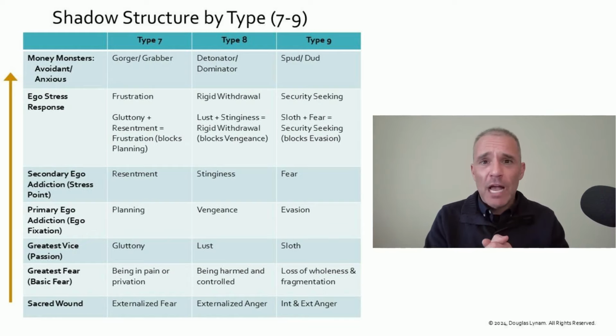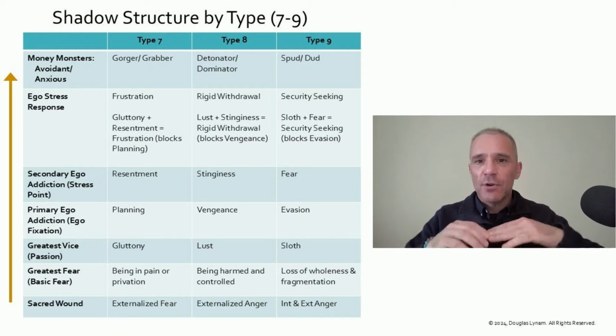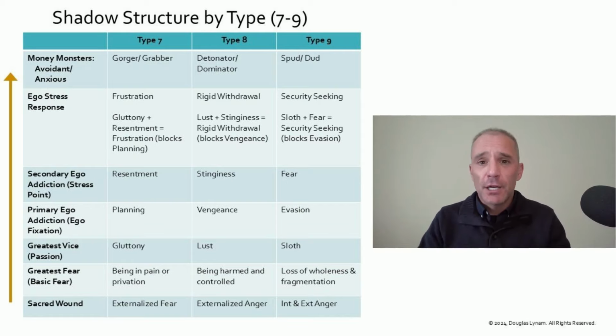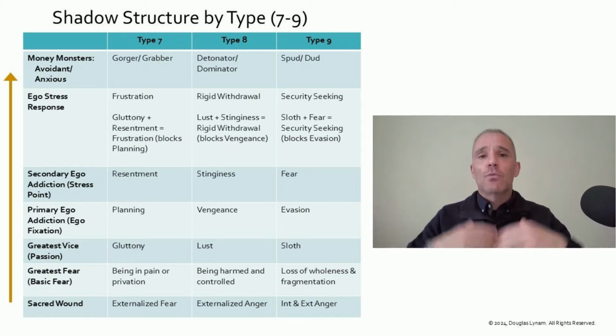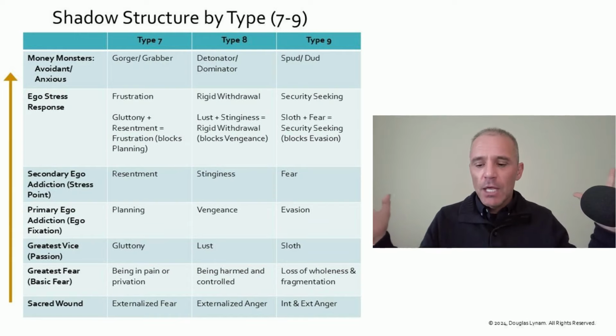And wrapping it all up with a type 9, we've got that internalized and externalized anger, which is like there's a volcano sitting underneath their consciousness that they never want to trigger, because it's like the Incredible Hulk could come roaring out and rip them and the people around them apart. And that would be what we call a fear of loss of wholeness or fragmentation as a result of all this anger pouring forth. And then the 9 has their greatest vice, which is sloth, meaning they don't like conflict.